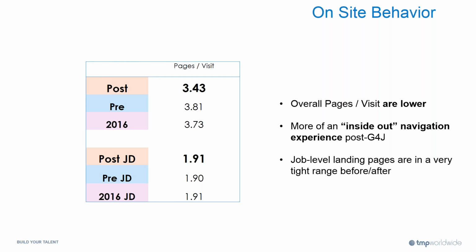Before then, it was closer to 2 pages per visit after Google for Jobs, and the other ones were, I believe, quite a bit lower. So again, that supported landing on a job page and then going out to look at other jobs or look at more content or just visit the site from there. But that's really come down to be about exactly the same across all time frames that we looked at, which is an interesting point.